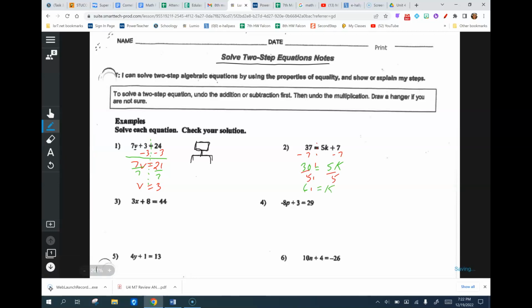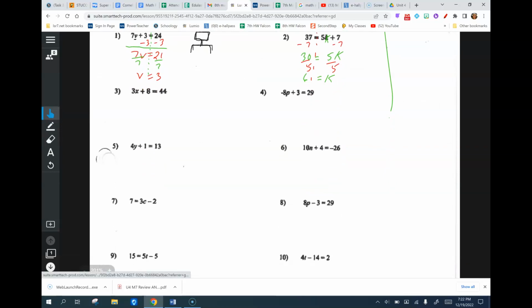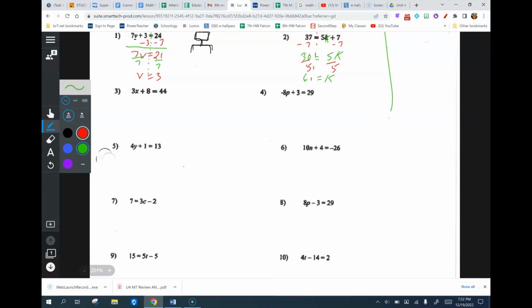So it doesn't matter where the stuff is. I always start with a number on the same side as the variable. Wherever that variable is, I'm going to start with that one. Oops. Look at number 4. On number 4, what number am I going to start with? That's right, the 3. I have to get rid of the 3. So if I have a 3, I'm going to subtract a 3 or add a negative 3. So I get negative 8p is equal to 26, right?